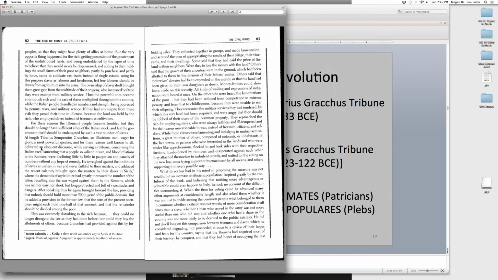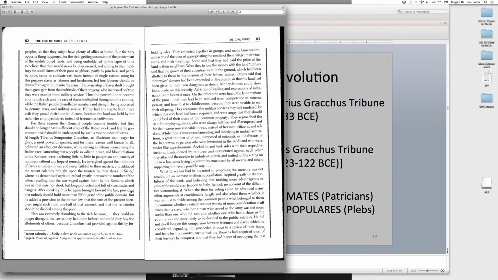So he's referring to the decline of the citizen soldier. He inveighed against the multitude of slaves as useless in war and never faithful to their masters, and adduced the recent calamity brought upon the masters by their slaves in Sicily. So there was a major slave revolt in the same year, just the year before Gracchus became tribune, where the demands of agriculture had greatly increased the number of the latter, recalling also that the war waged against them by the Romans, which was neither easy nor short, but long protracted and full of vicissitudes and dangers.